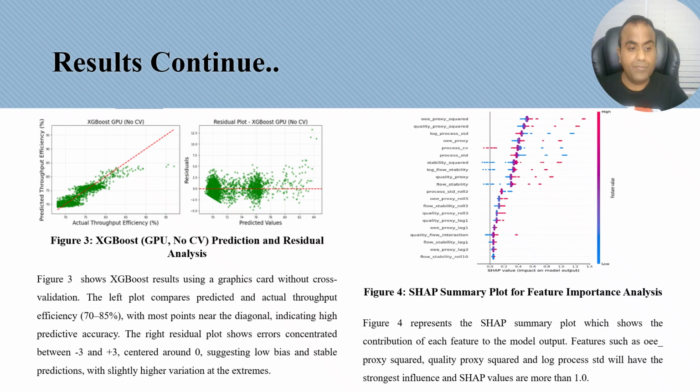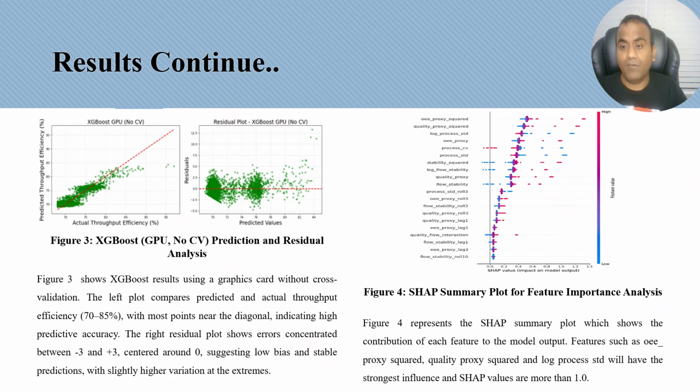For XGBoost, the other model that we have, this is the result without cross validation. The left plot compares the predicted versus actual throughput efficiency, with most points near the diagonal indicating high predictive accuracy, right? And the right residual plot shows the error concentrated between -3 and +3, centered around 0. So basically it shows a variation of -3 to +3.